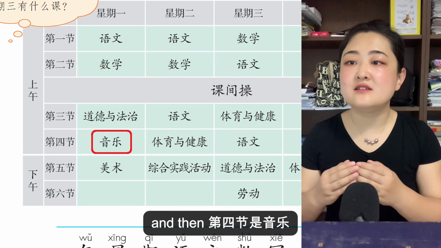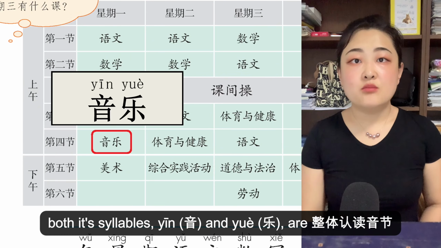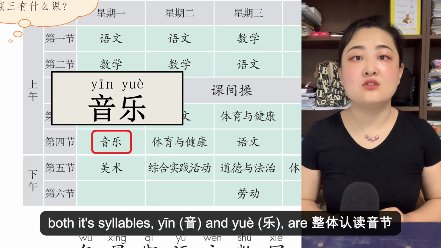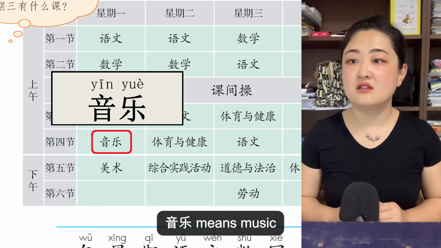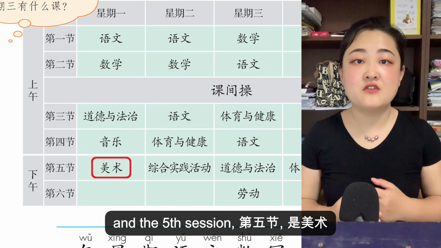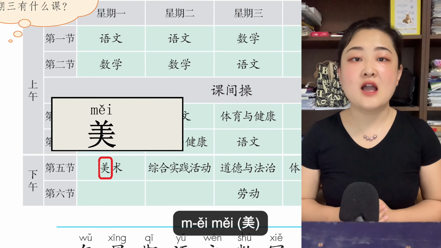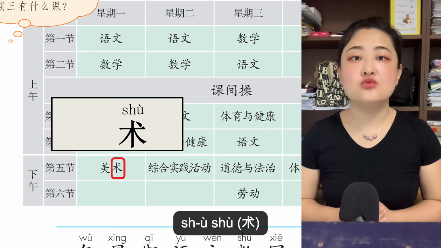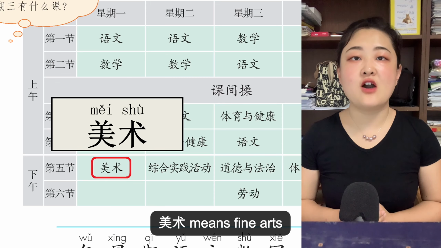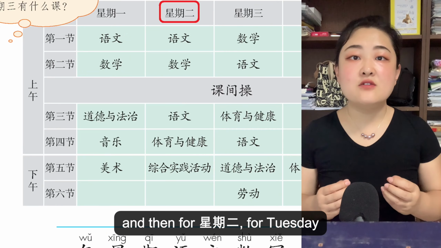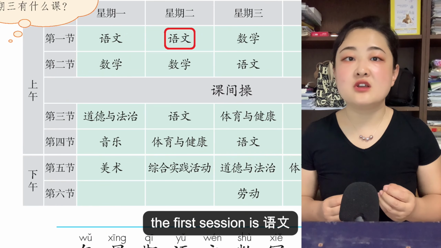And then 第四节是音乐. 音乐 Both its syllables, 音 and 乐 are 整体认读音节. 音乐 means music. And the fifth session, 第五节是美术. 美术 means fine arts. And then for 星期二 for Tuesday, the first session is 语文.